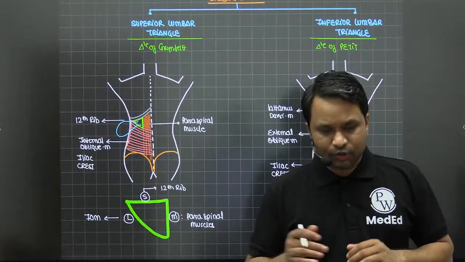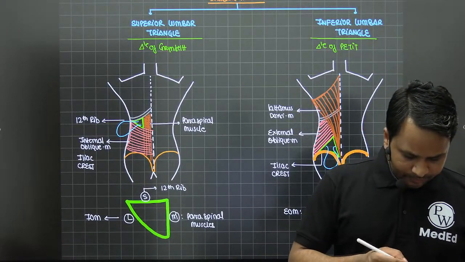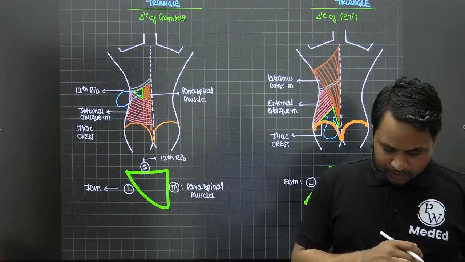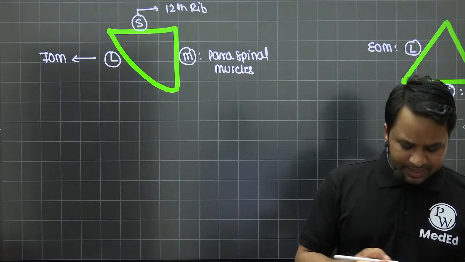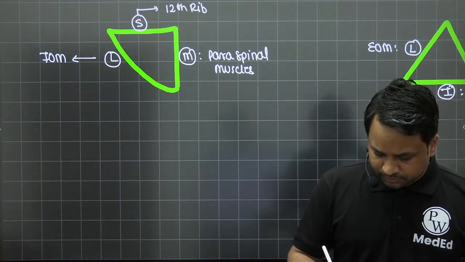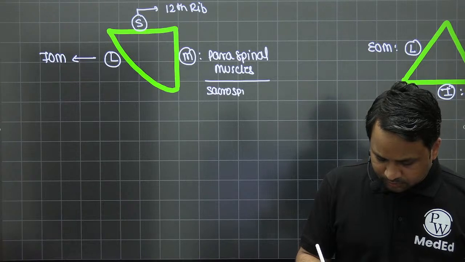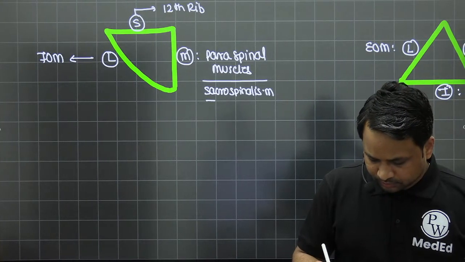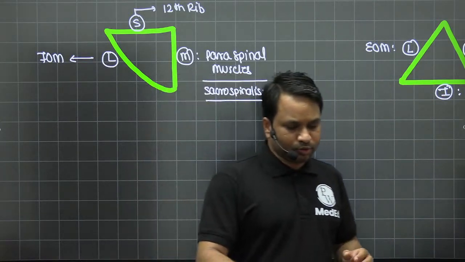So these are your superior lumbar triangle and the inferior lumbar triangle. Okay? Clear, guys? Right? These paraspinal muscles, sometimes they can use the word sacrospinalis muscles. Okay? So don't worry about it.